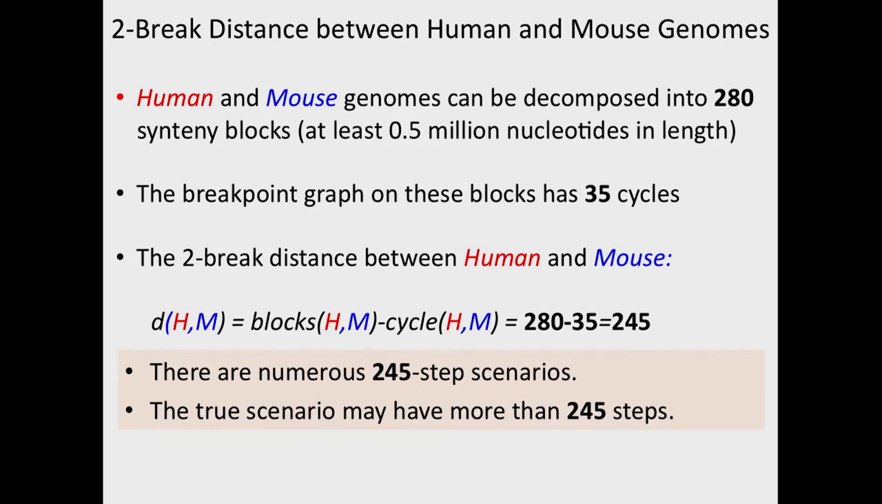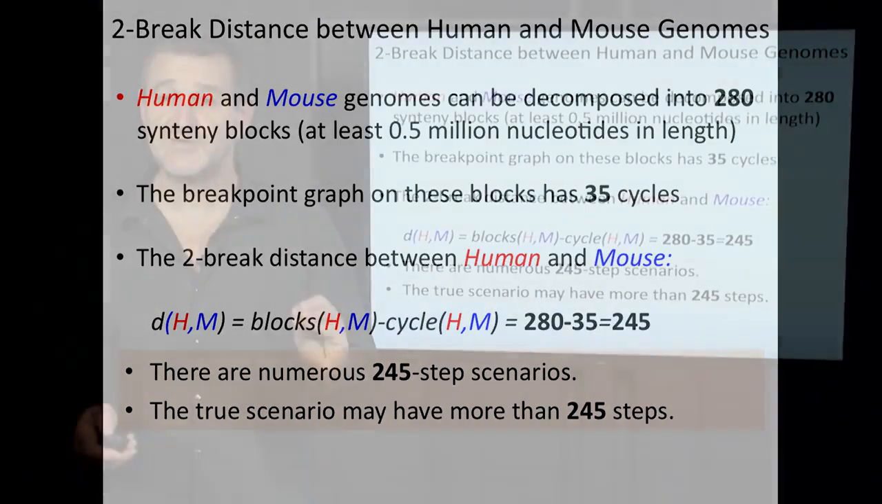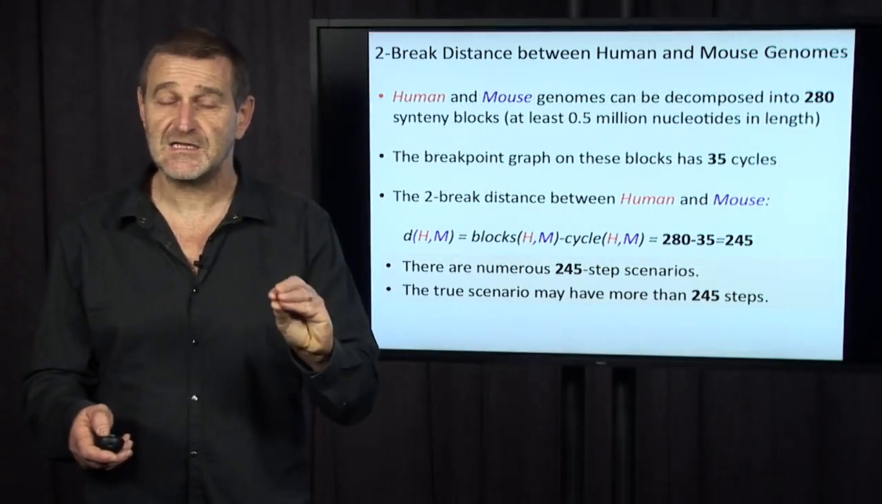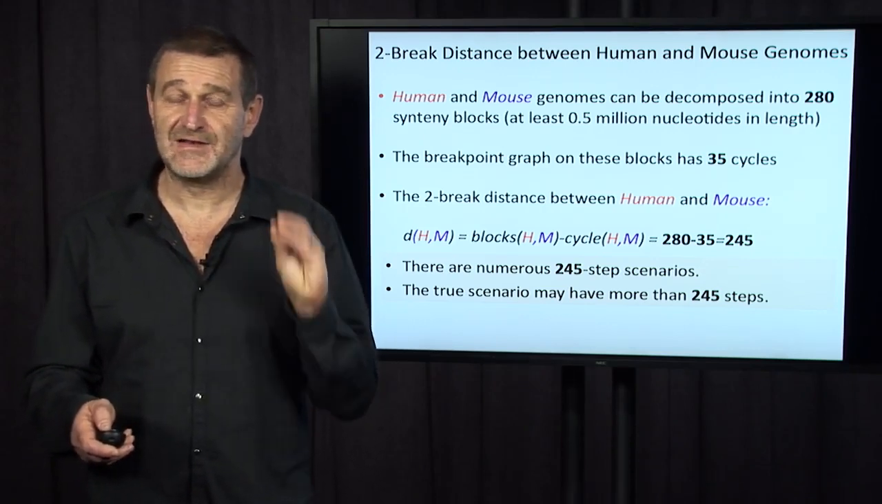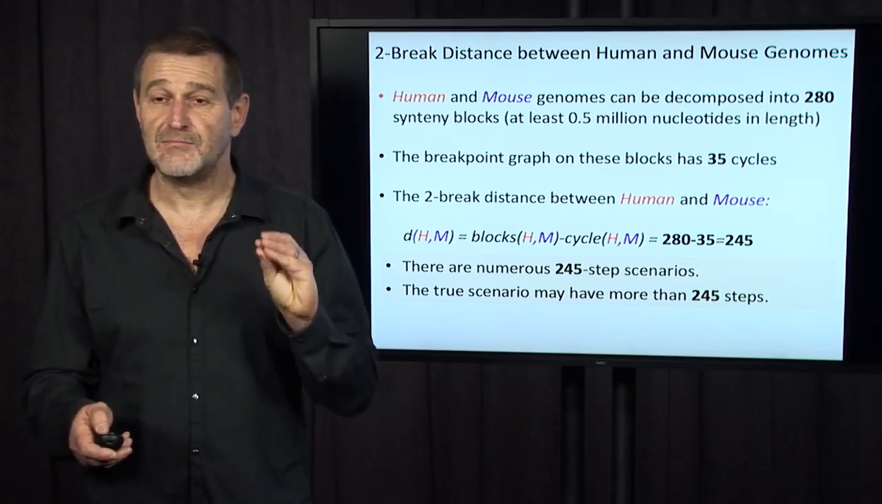Now, there are numerous 245-step scenarios, and we do not claim that we know which one of them is correct. Moreover, the true scenario may have more than 245 steps. The important thing for us is to remember that there were at least 245 steps, to proceed to our next section, where we will analyze the random breakage model.